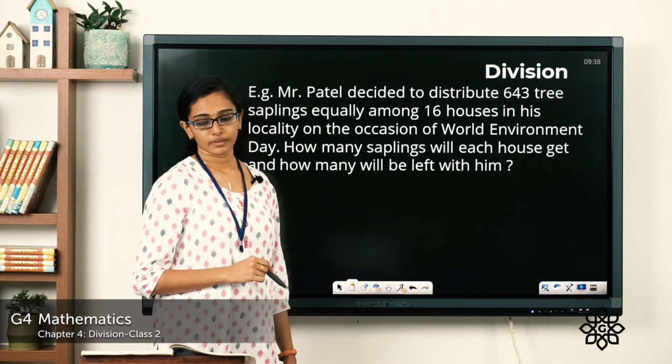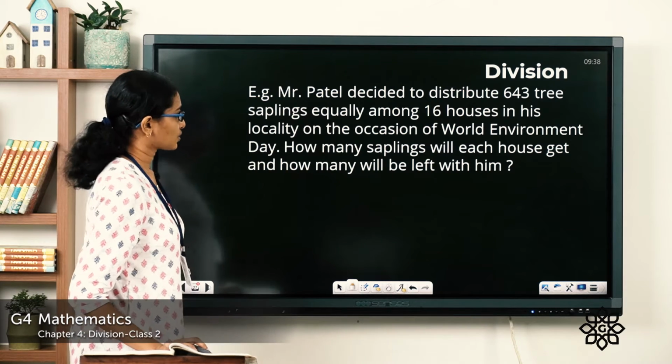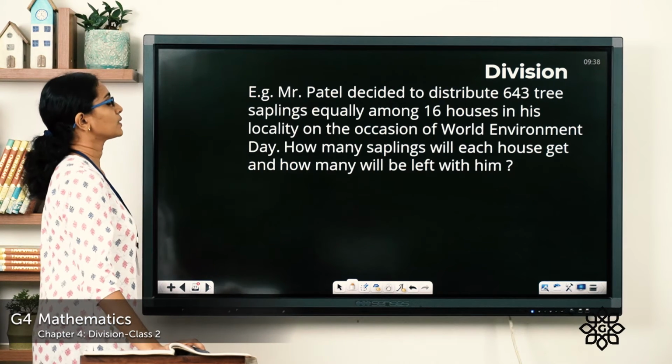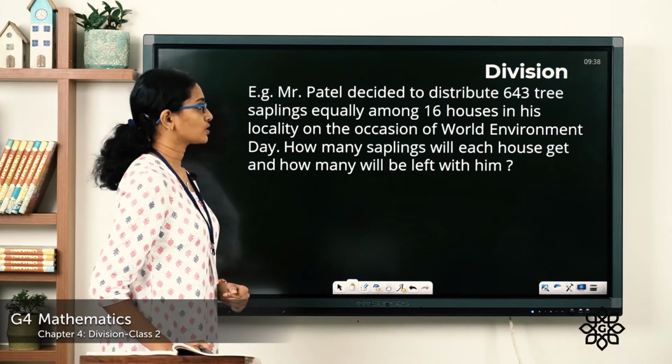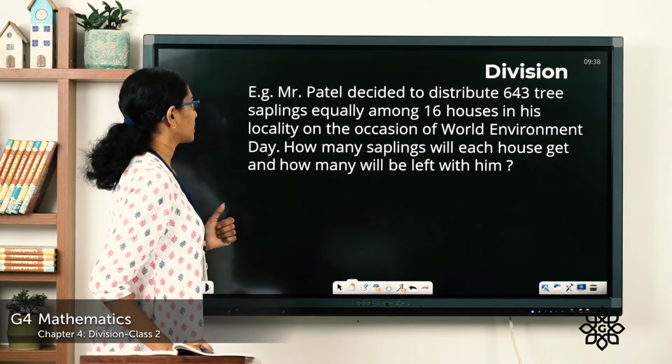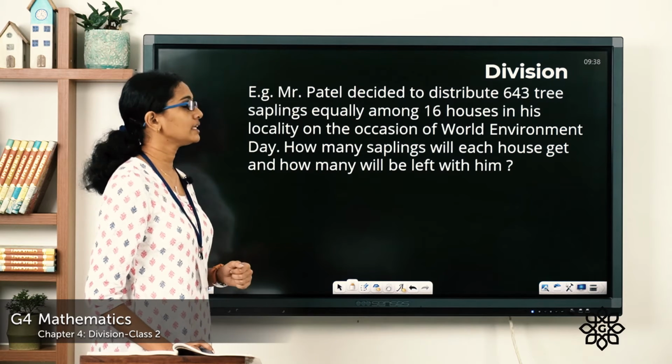Now, let's see another example. Mr. Patel decided to distribute 643 tree saplings equally among 16 houses in his locality on the occasion of World Environment Day. Now, how many saplings will each house get and how many will be left with him?